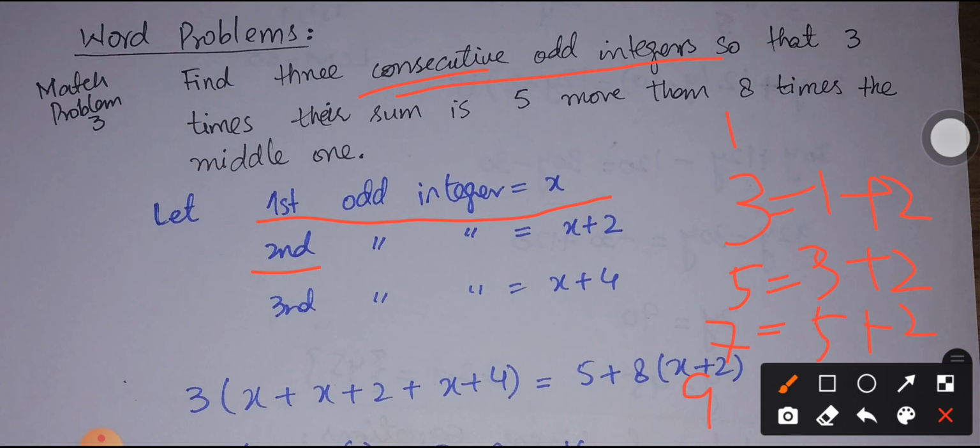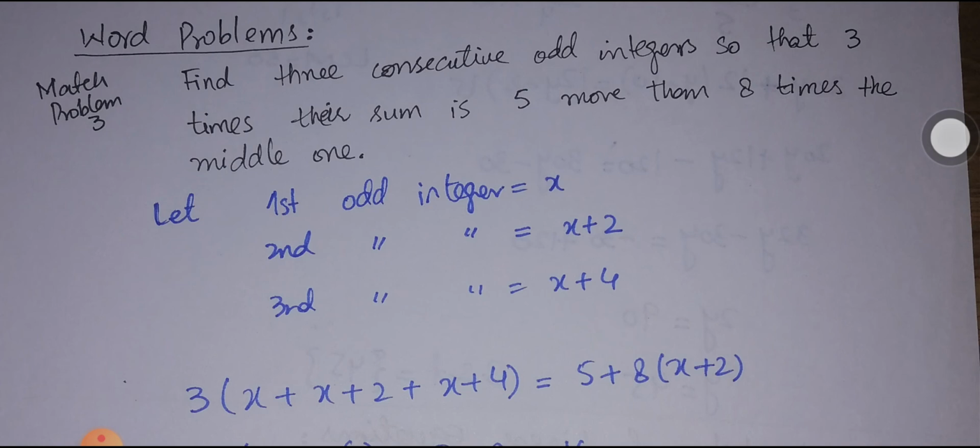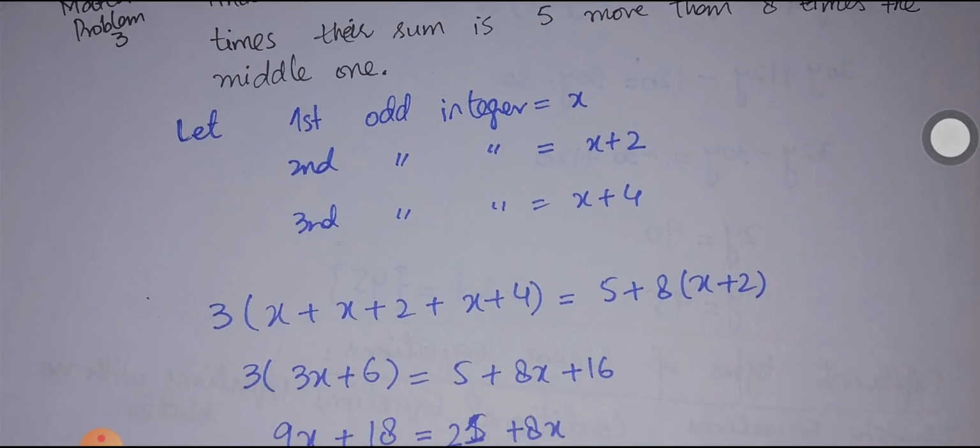So if the first odd integer is x, in order to get the second odd integer I will add 2 to the previous odd integer, that is x plus 2. Now in order to get the consecutive third integer I am going to add 2 to the previous one, that is if I add 2 to x plus 2 I will get the next odd integer, which will be x plus 4. So this is how we can consider the odd integers.